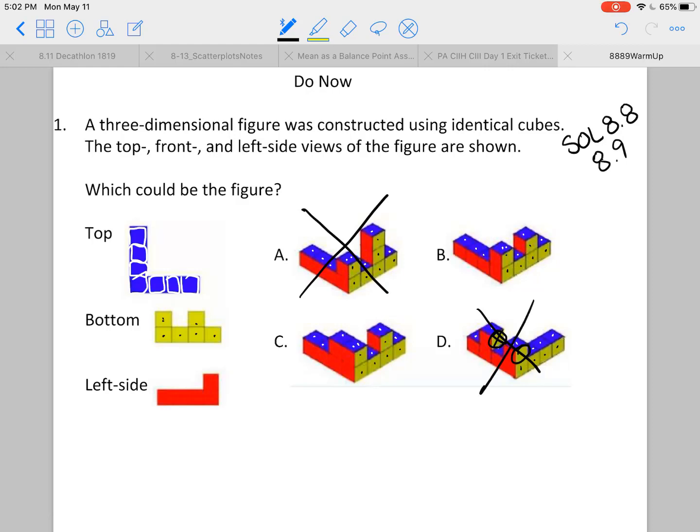So now we're looking at the left side view, which is this red color, and it looks like we should have 1, 1, 1, 2. So looking at B, we have 1, 1, 1, 2. So that should be the correct answer. C has 1, 1, 2, 2. Before I move on, I want to mention that this face right here would be the same as this face here, because if we're looking at it from the left side, you actually wouldn't be able to see that at all. It would be blocked by this one.